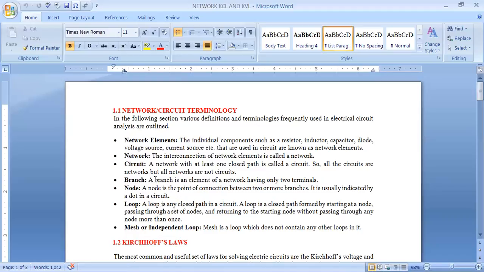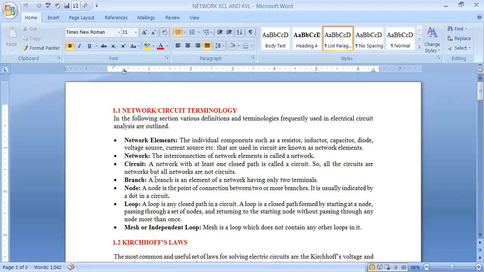Mesh is an independent loop. Mesh is the loop which does not contain any other loops. There is a difference between a loop and a mesh. A mesh cannot be divided; we should not break the closed path. A loop is just a closed path.